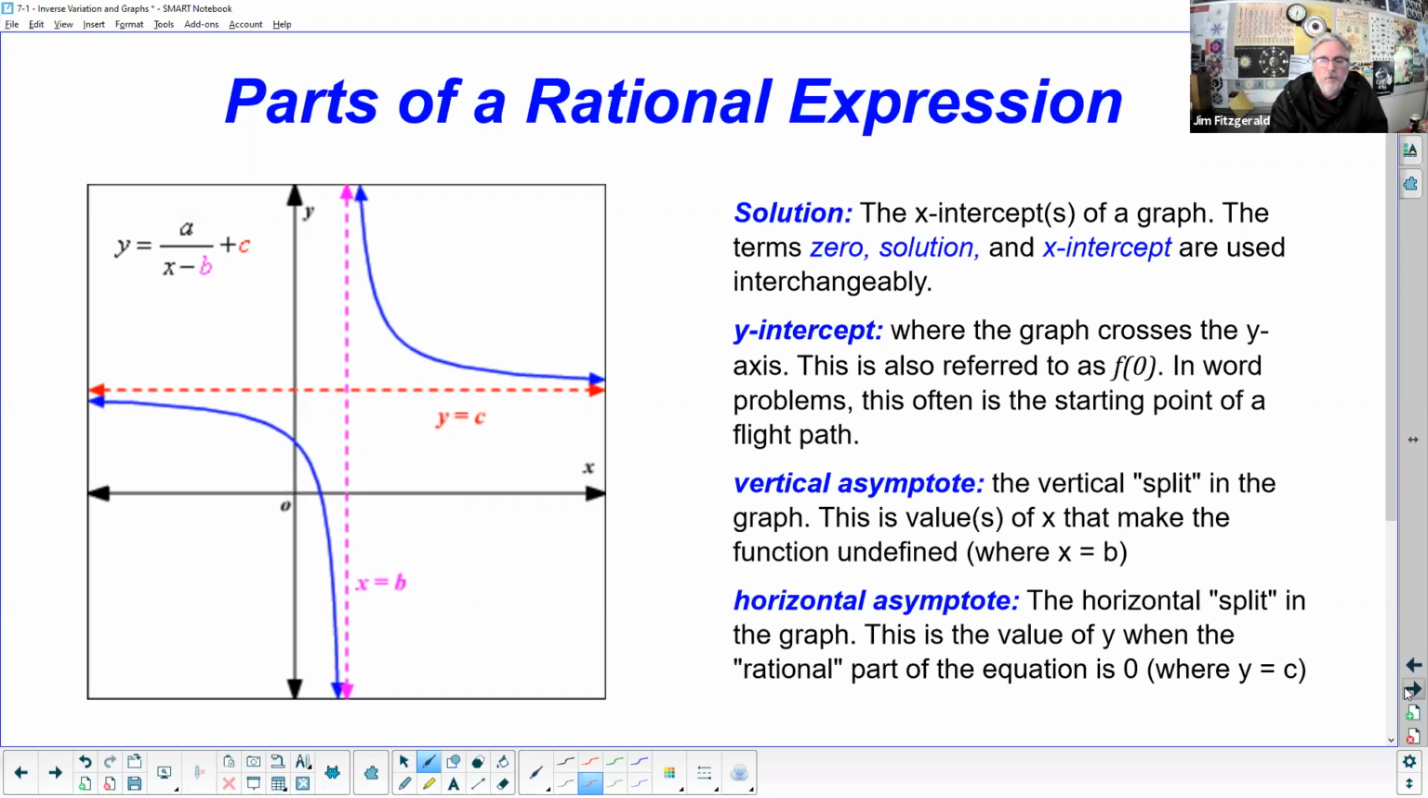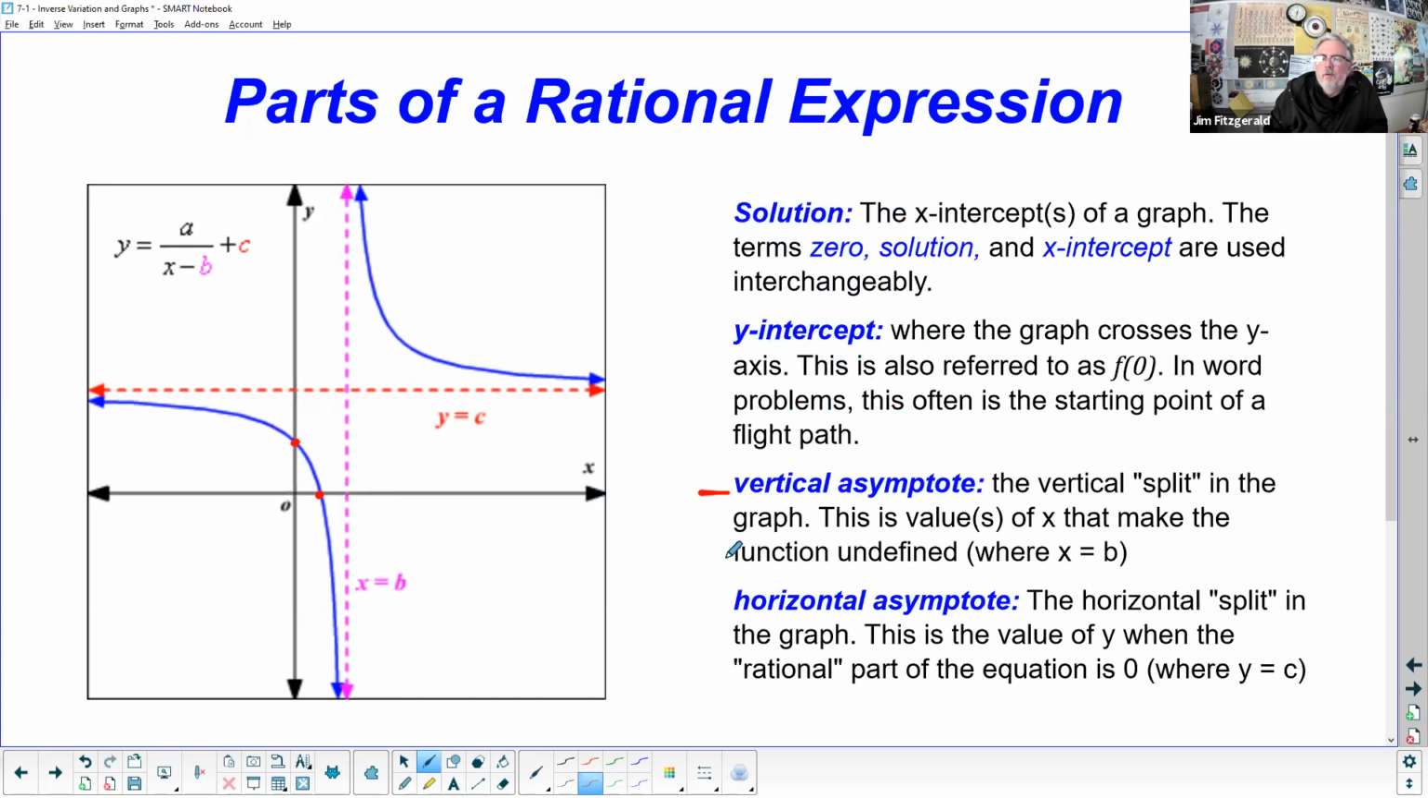What do all those different things do? That's what we were playing around with yesterday. These are some of the terminology that you'll see with it. We have solutions and y-intercepts. The solution would be where it crosses the x-axis. The y-intercept would be where it crosses the y-axis. But these rational expressions have these features to them.